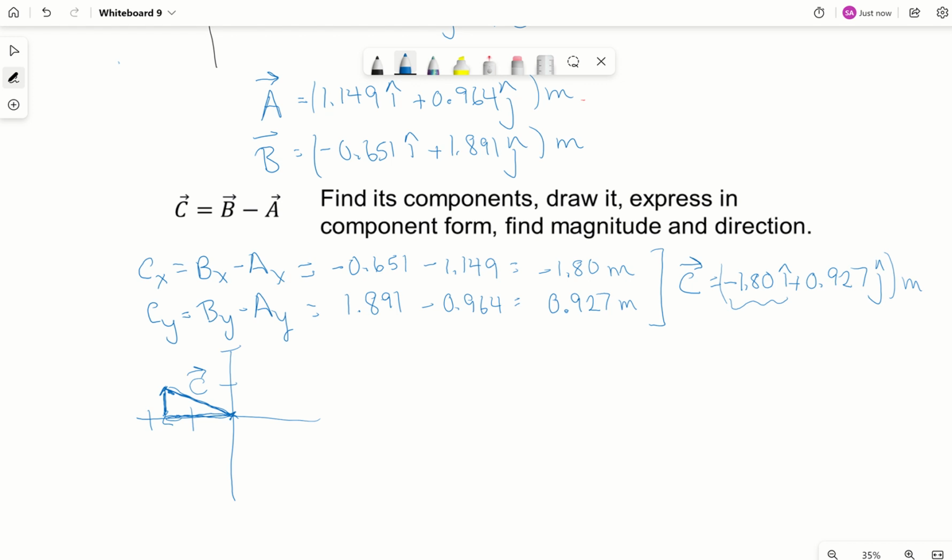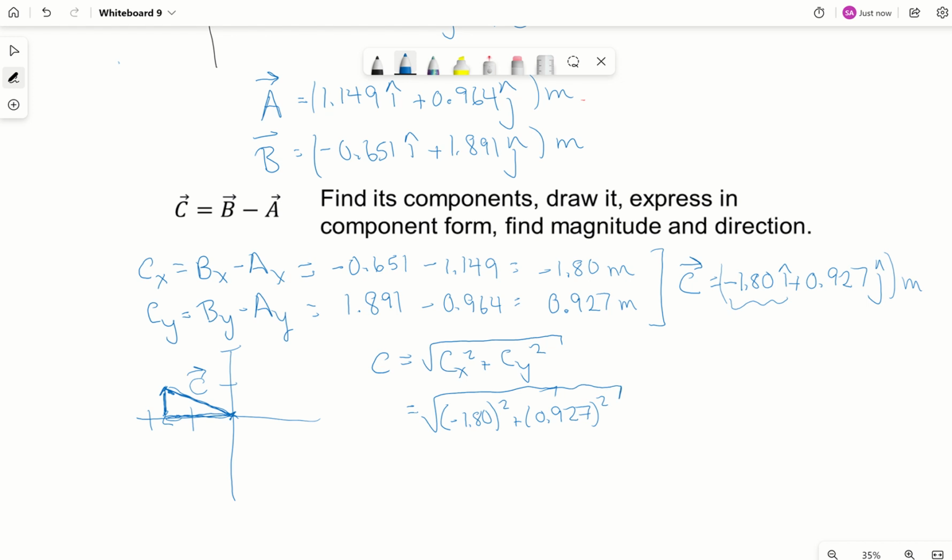Okay, so now last thing is find the magnitude and the direction. So when you find the magnitude, you always use Pythagoras' theorem. So Pythagoras' theorem says that the magnitude of C is equal to the square root of Cx squared plus Cy squared. Okay, so that's going to be the square root of negative 1.80 squared plus 0.927 squared.